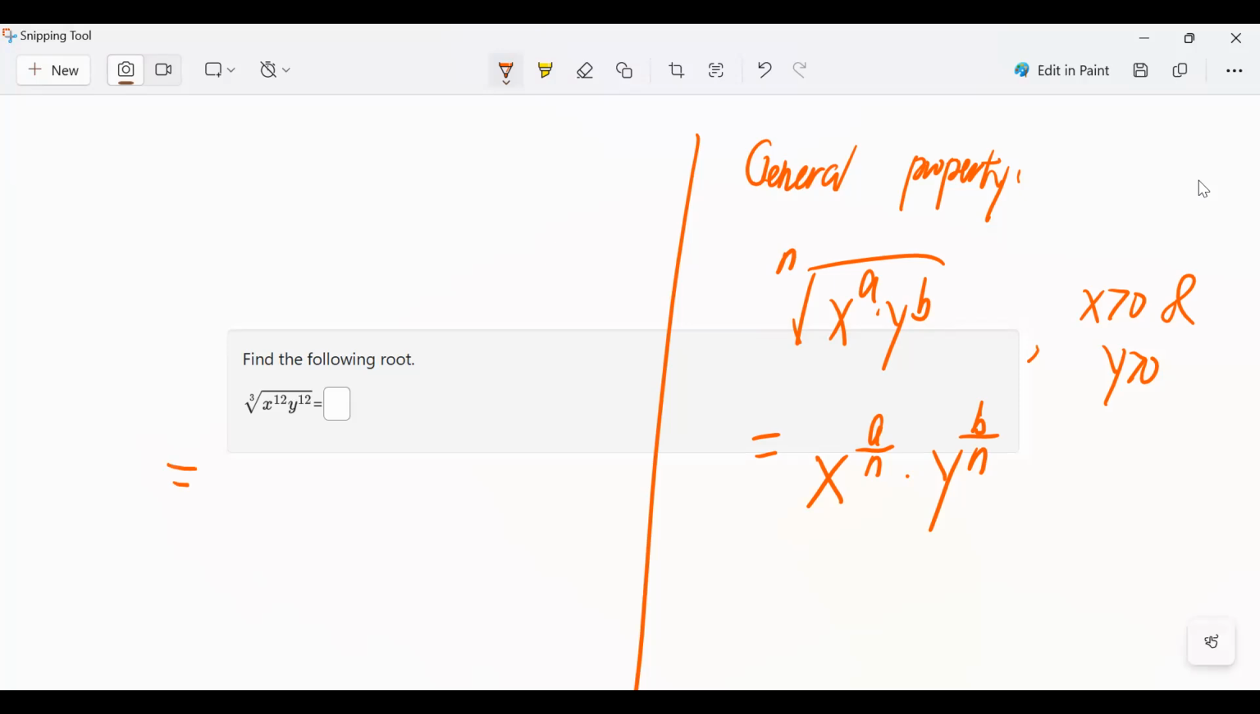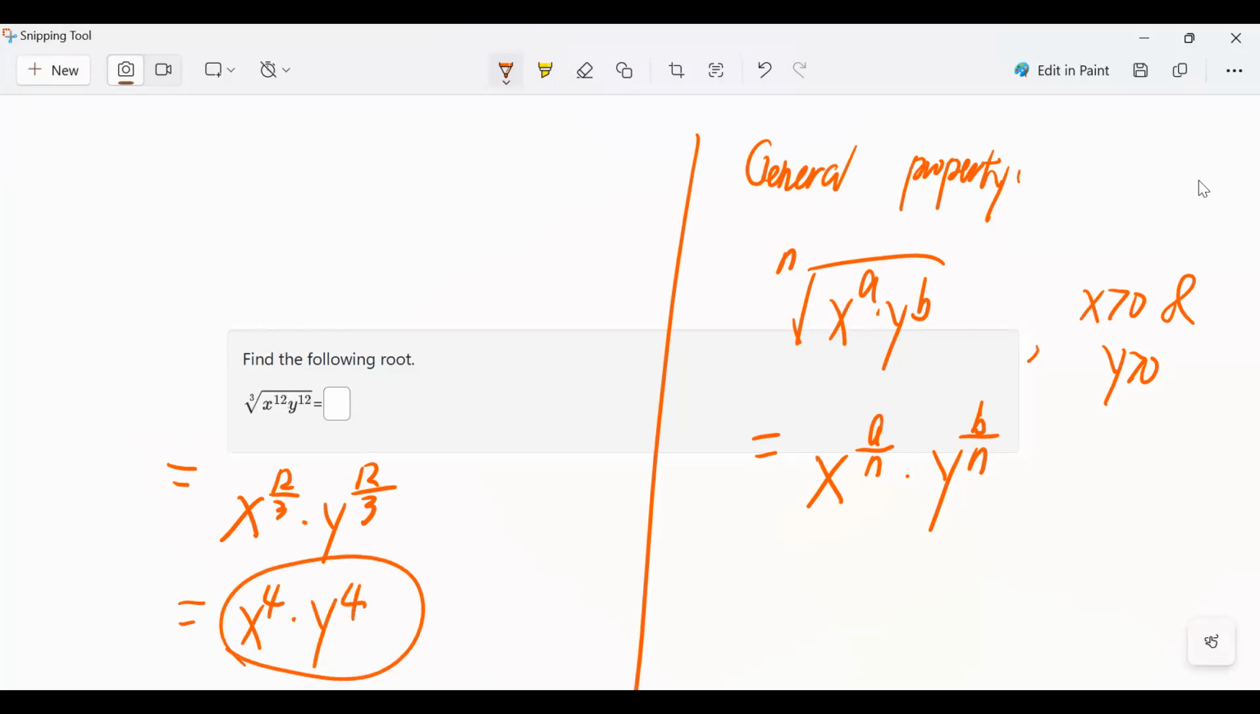In this case, for x, you do 12 divided by 3. For y, you do 12 divided by 3. Now we simply get rid of the root by using the exponent divided by the index of the root. So it becomes x to the 4 and y to the 4. Any question about this?